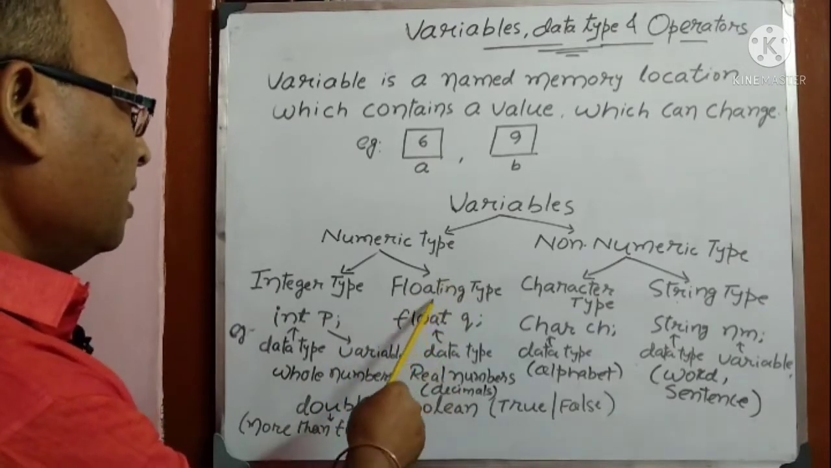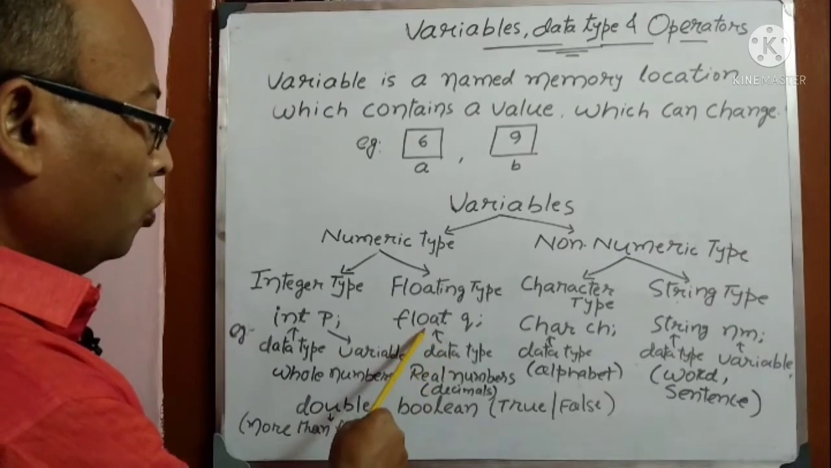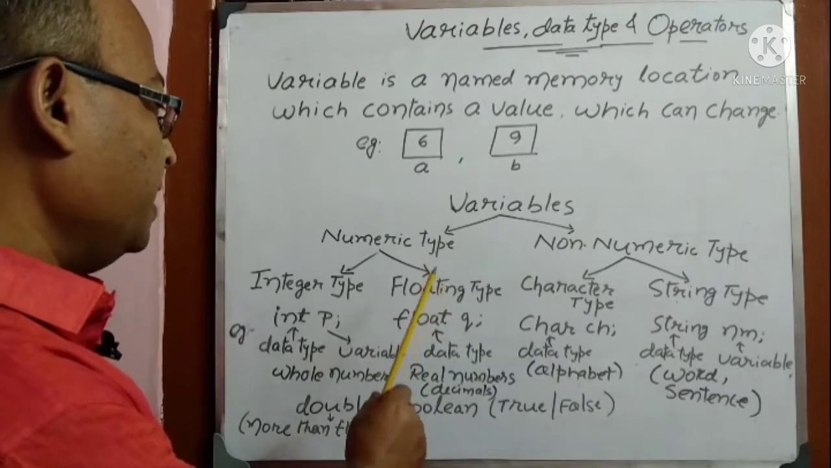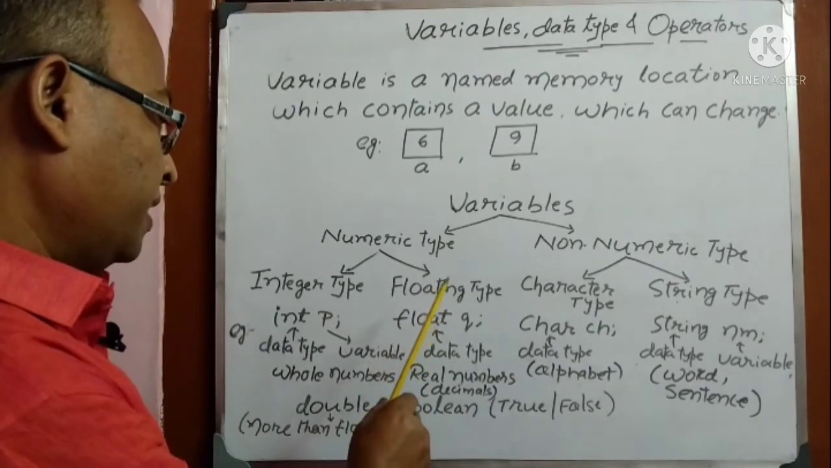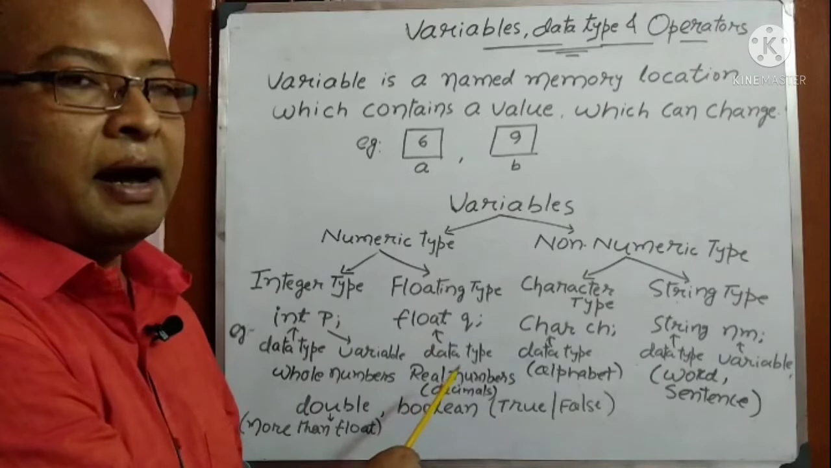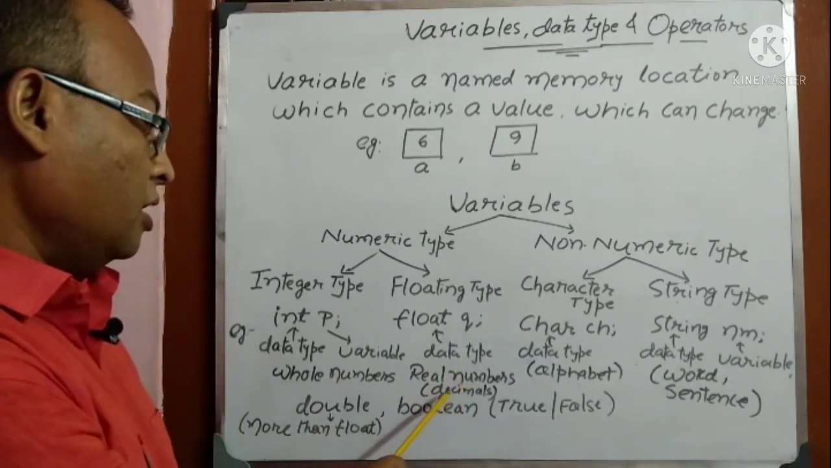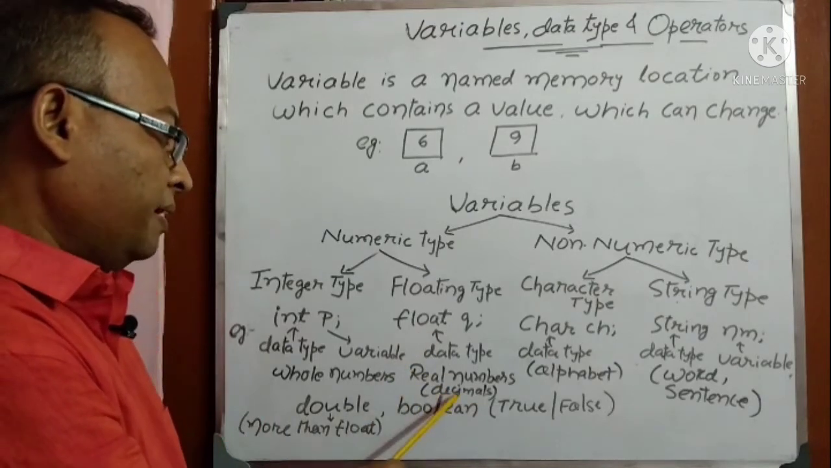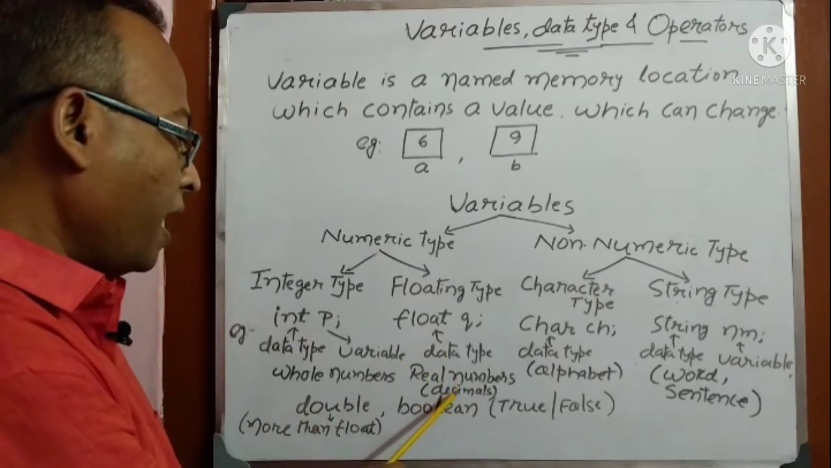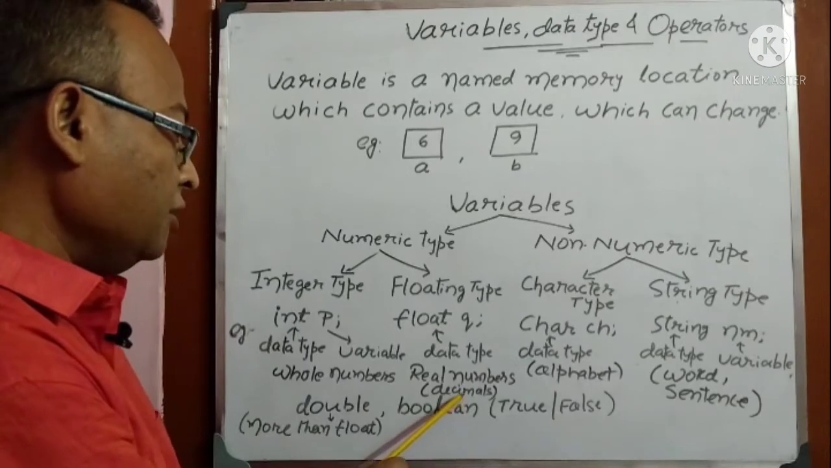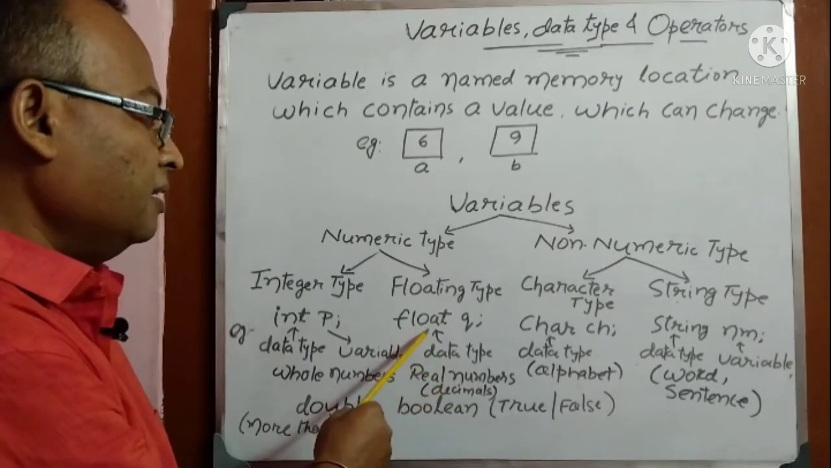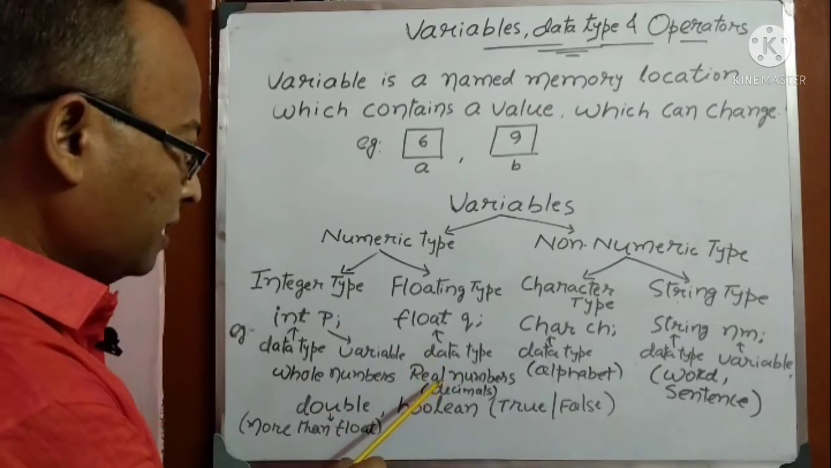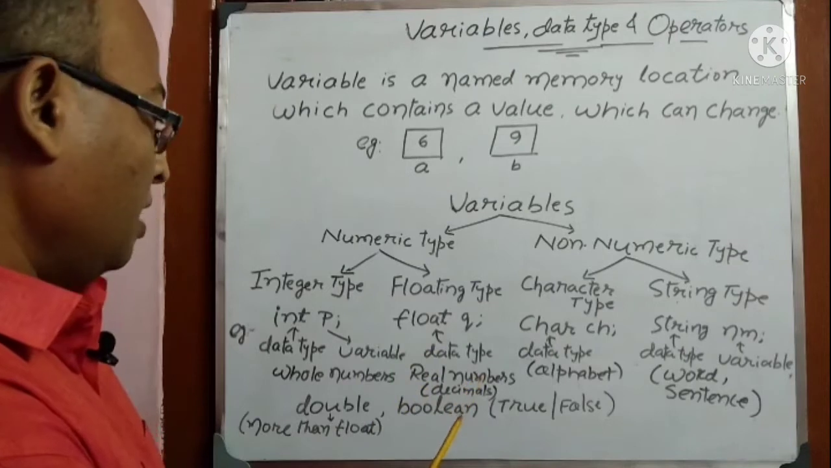Floating type, data type is float, and Q I have taken as the variable name. Now, this floating type or the float data type can store real numbers. Real numbers means including decimals. So whenever we require to store decimal values, then we will choose the data type float. In float data type, we can store real numbers.